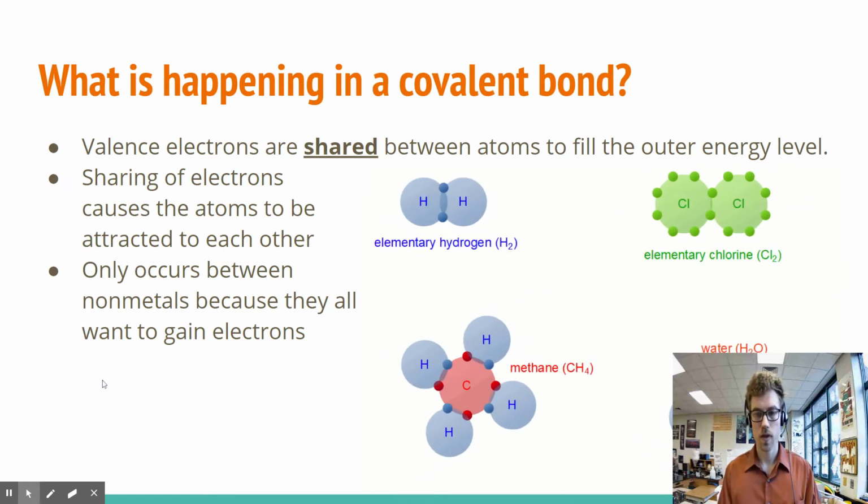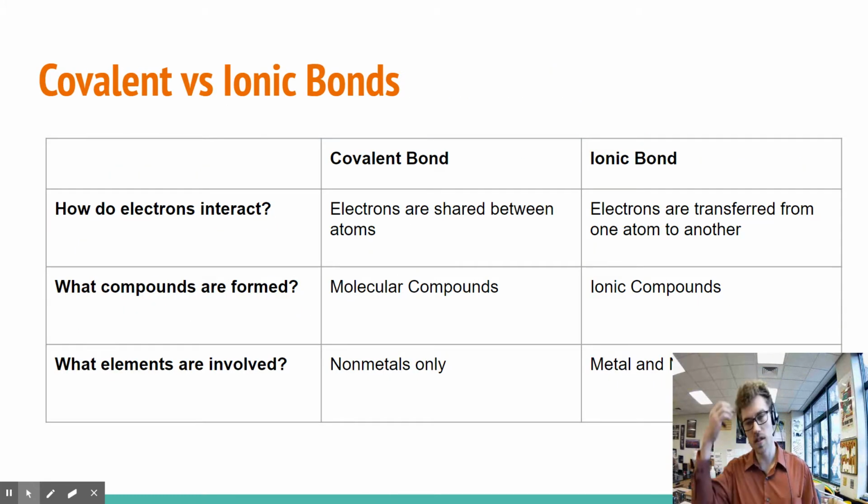Okay, so I went too far. So this little table is just going to help us organize the main differences between the two different types of bonds, which are covalent bonds and ionic bonds. So in a covalent bond, electrons are shared between atoms, okay? In an ionic bond, electrons are transferred from one atom to another. Now, this may be a little confusing. Again, we're just putting this information down, and then I'm going to go through and explain it in just a moment.